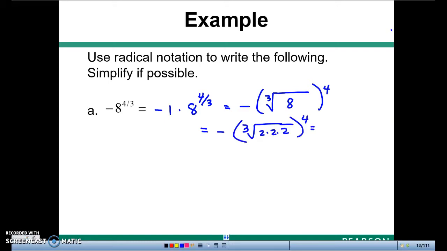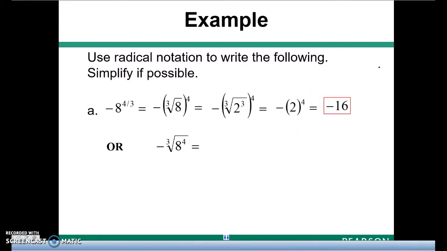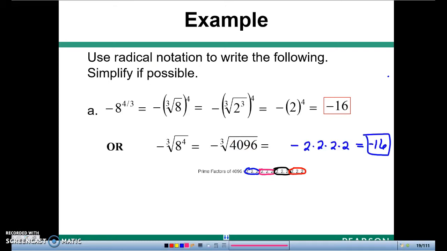Prime factorization of 8 is 2 times 2 times 2. Index says group 3 together, and it comes out as a single. So this right here totally gets rid of anything under the radical sign. Now we're going to raise it to the 4th power and make the answer negative. 2 times 2 times 2 times 2 is 16. Our answer is negative 16. If you do it the long way, it looks like this. Remember that? Yeah, we don't want to go that route. But we still do get the same answer.